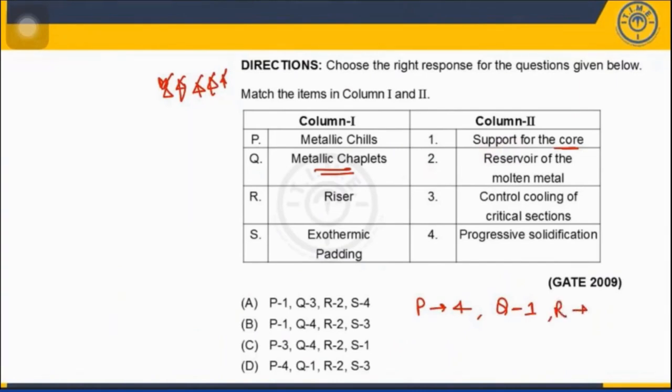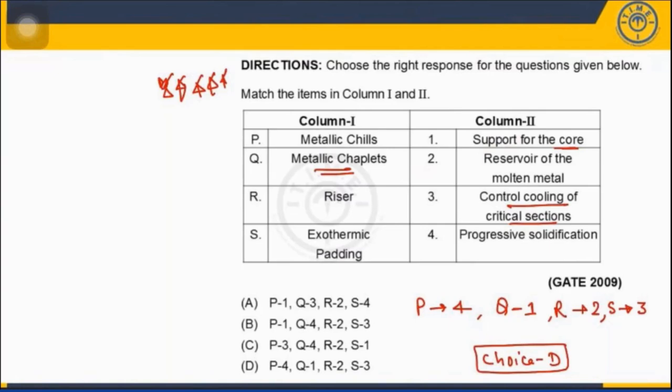Then riser you already know. What is the answer for riser? Riser is nothing but the reservoir of molten metal, and S is nothing but controlling the cooling of the critical cross section. So to increase the rate of heat transfer, you will use the padding also. So the correct answer for this question is choice C.